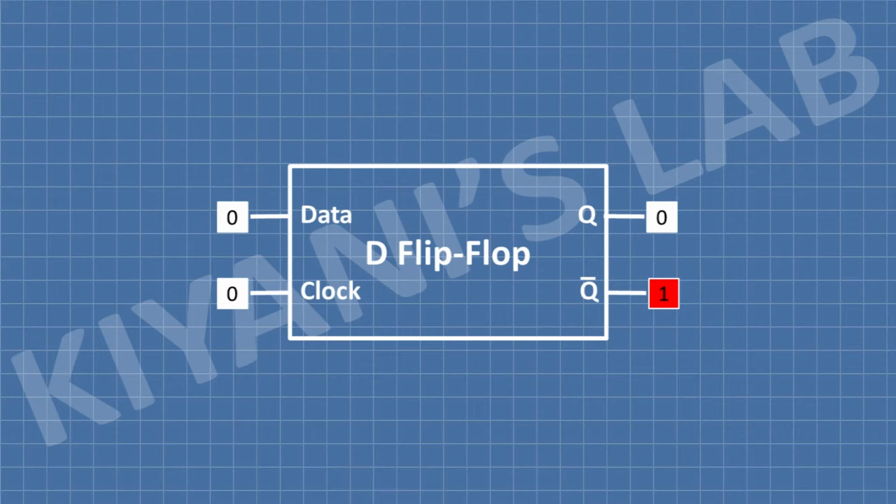This is the symbol of a basic D flip-flop. It has 2 inputs. One is the data input and the second one is the clock input, and it has 2 outputs, Q and Q bar. If we give 1 at the data pin and then we give a clock signal, the data at the data pin is shifted to the output. Now if we give a 0 at the input and we give a clock signal, the output becomes 0.